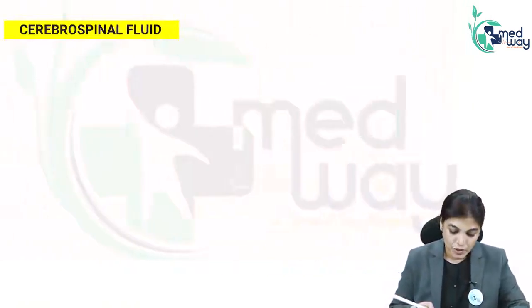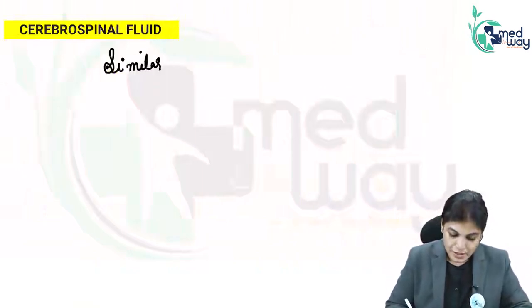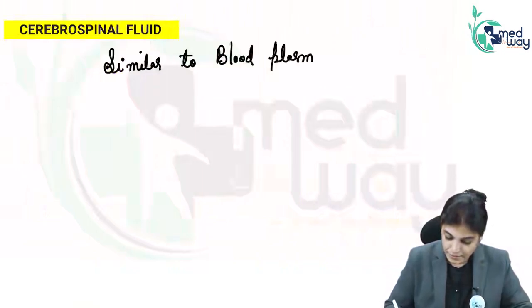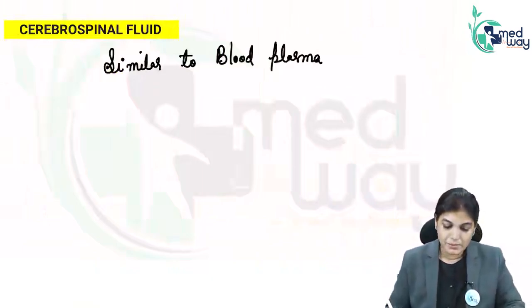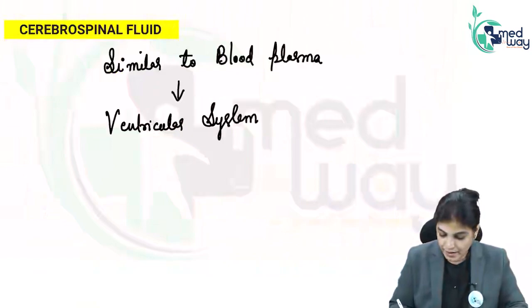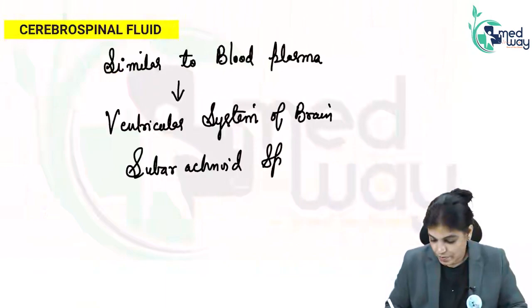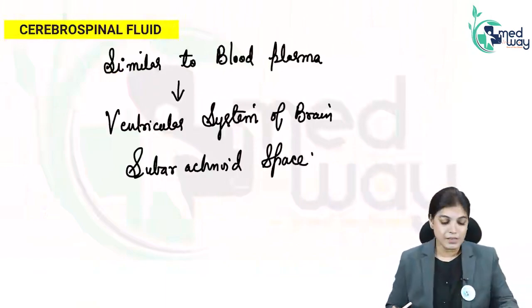What is cerebrospinal fluid? If we talk about the composition, it is very much similar to blood plasma, or you can say interstitial fluid. Where is it present? It is present in the ventricular system of the brain and in the subarachnoid cisterns, in the subarachnoid space. So basically CSF surrounds the central nervous system.